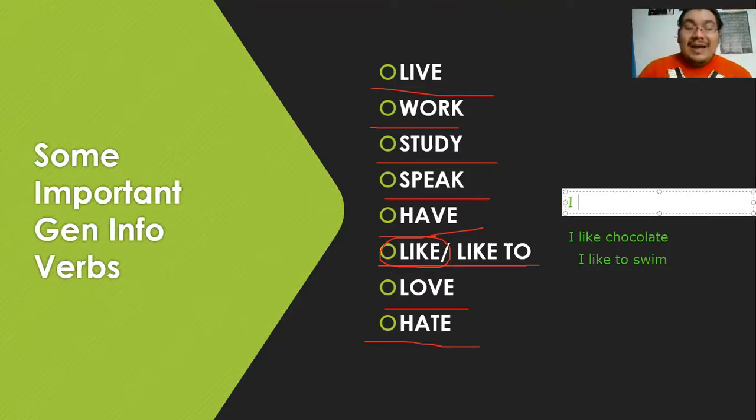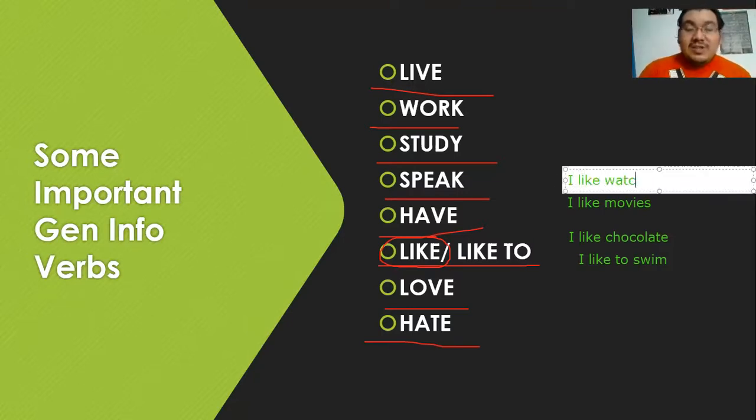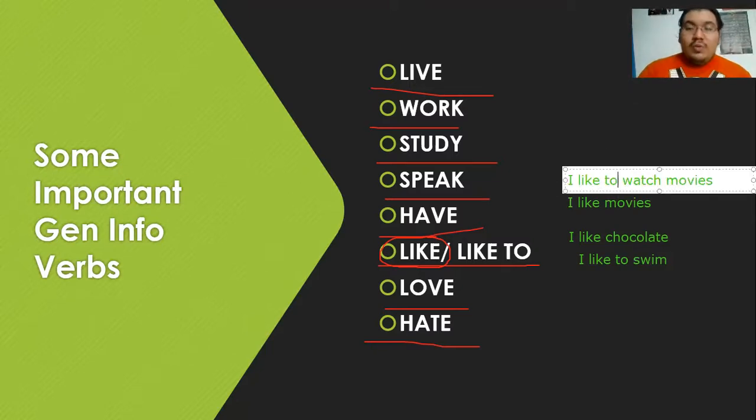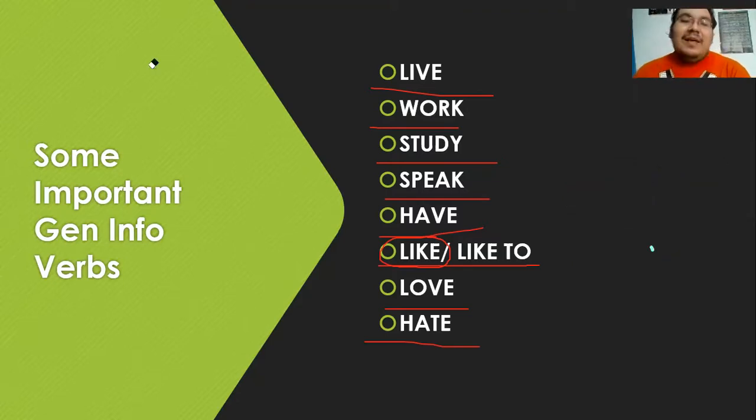Por ejemplo, I like movies, me gustan las películas. Pero si tú quieres decir me gusta ver películas, no puedes decir I like watch movies, porque estaría incorrecto. La forma correcta de decirlo sería I like to watch movies, para conectar los 2 verbos con la preposición to. Memorícense eso, tatúenselo en el cerebro porque es muy fácil olvidarlo.